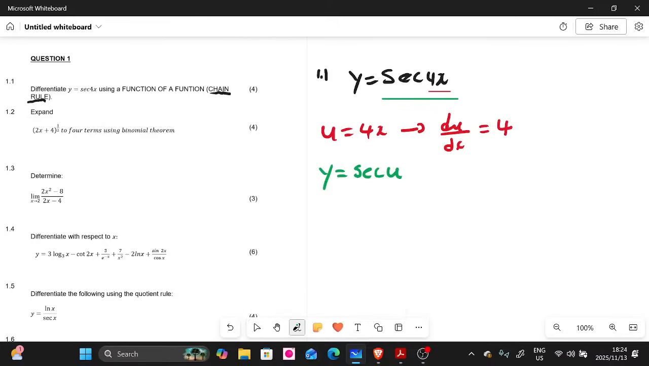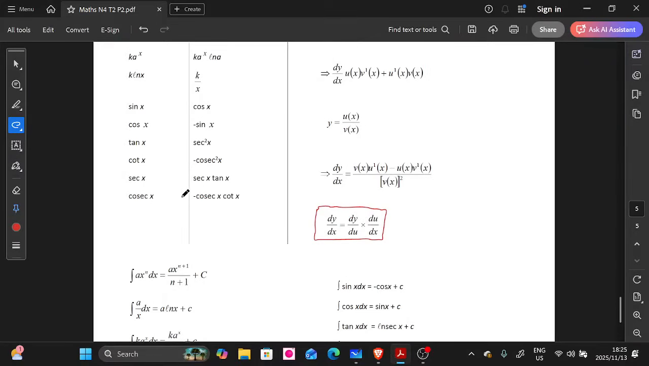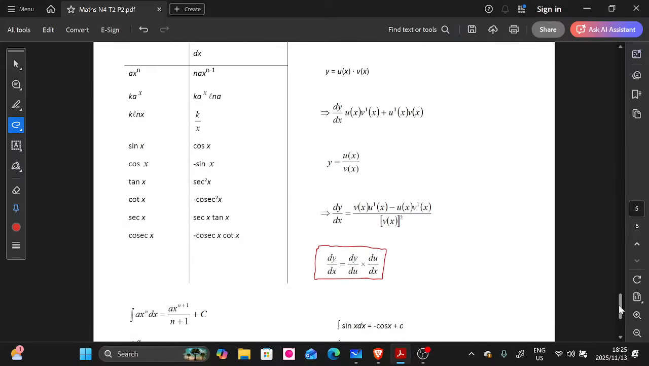Now we need to differentiate sec u. So we are differentiating y with respect to u, dy over du. This one you don't have to stress too much. You go to your formula sheet. Let's go to the formula sheet and see what is the derivative of sec. Here's the derivative of sec there. Let me go up so that you are able to see this.